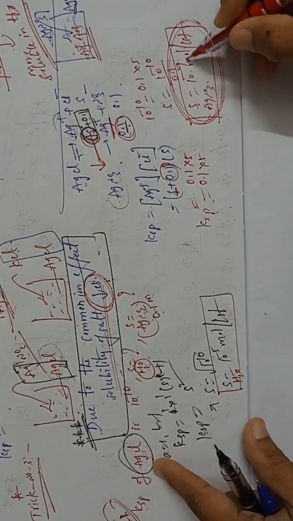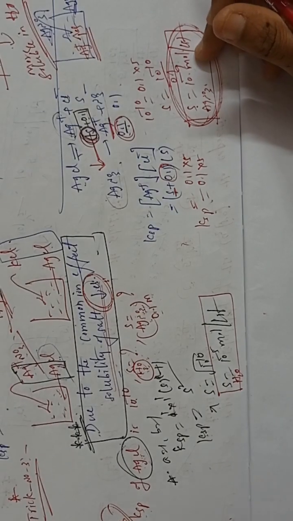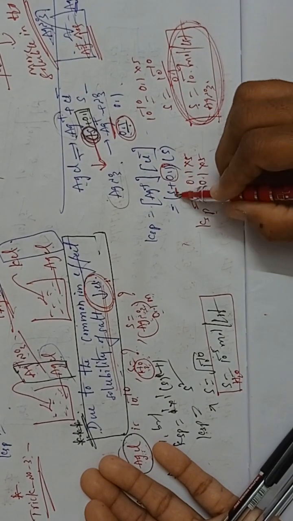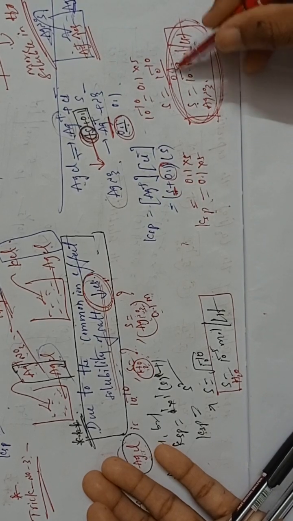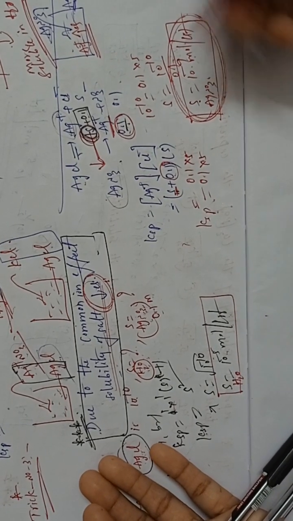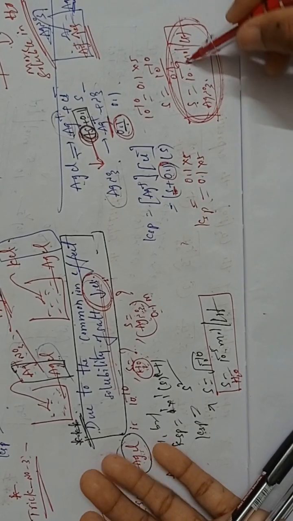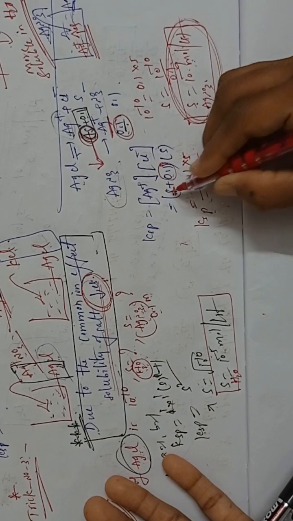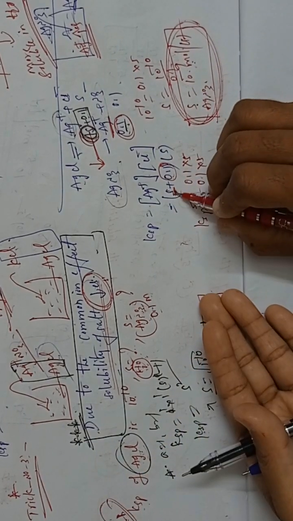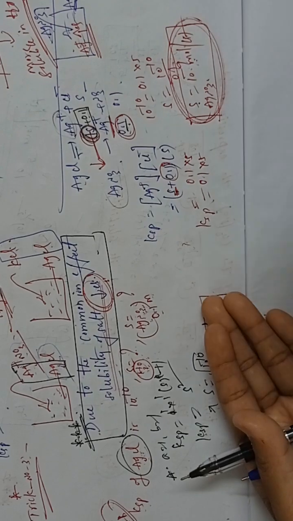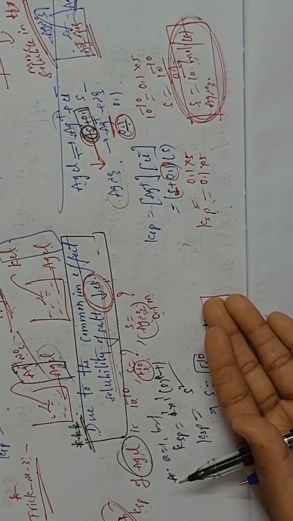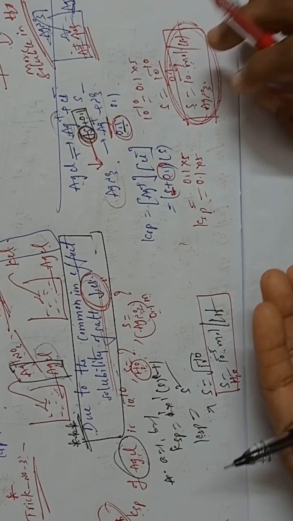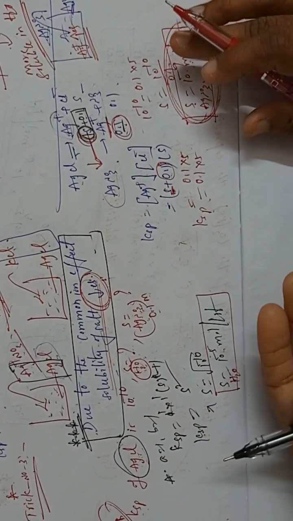If suppose by neglecting this we got a more value when compared to this, then compulsorily you should not neglect it. Here we got a less value when compared to this, so we neglected it. Whether to neglect or not depends on this value. Are you following? This is trick number 3, students.